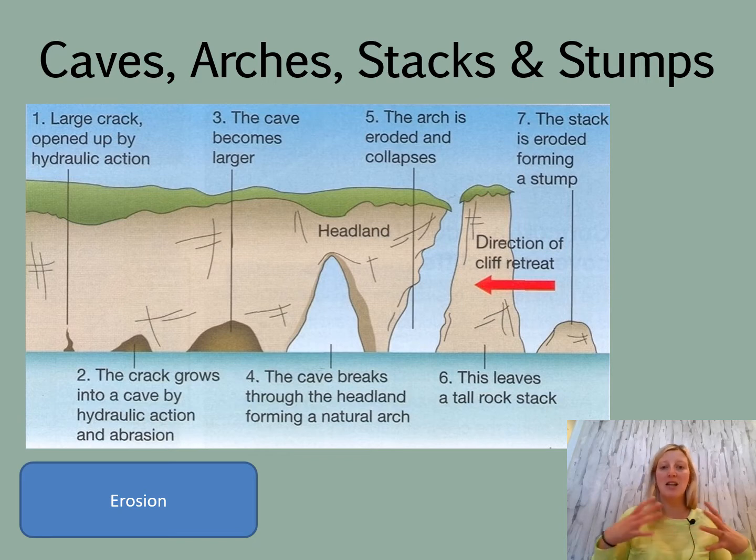The cave then becomes larger until finally it breaks through the back of the cave and creates an arch. The arch then eventually will be eroded, so the top of that arch essentially will collapse, and that leaves a stack, a sea stack, sticking out into the sea, and then eventually that sea stack will be eroded and weathered down until there is just a stump remaining.